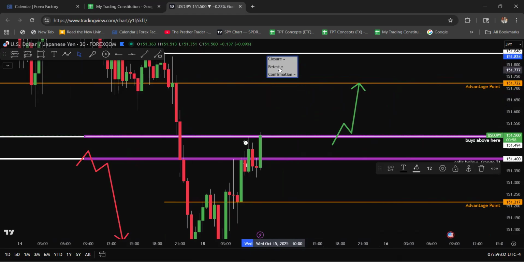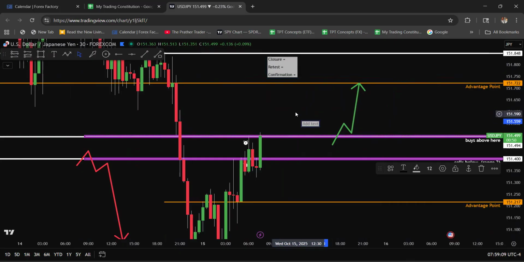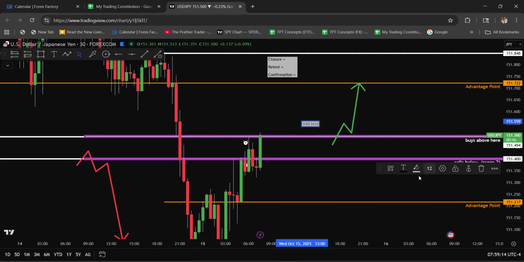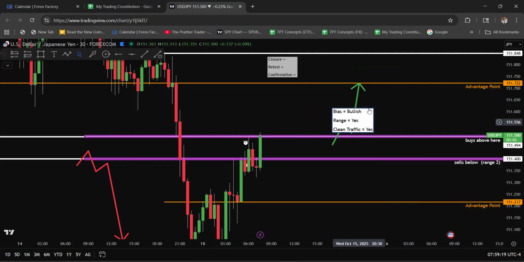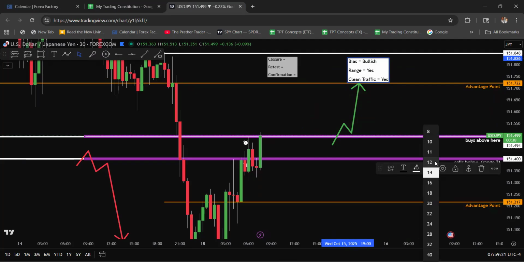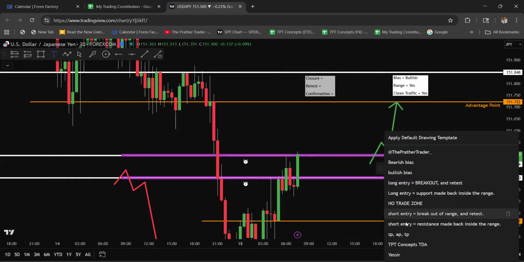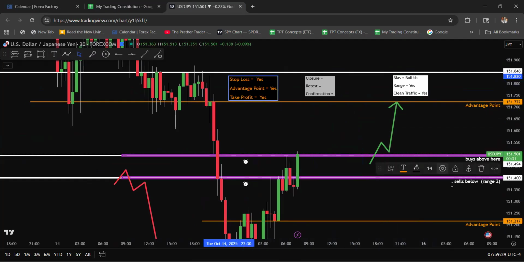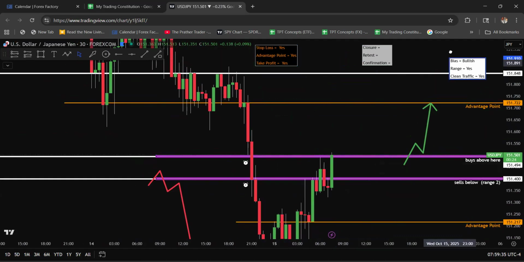All right. As long as this candle closed with a top and bottom wick, I'm good. All right. And I am bullish on UJ. See, I'm bullish on UJ. Stop loss, advantage point, and take profit all taken care of. Nothing to really think about. Just gonna be time to trade.